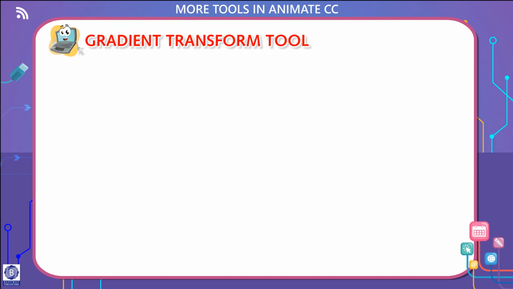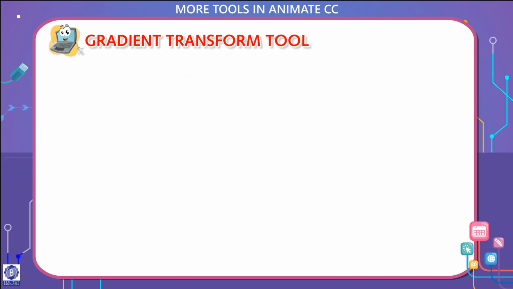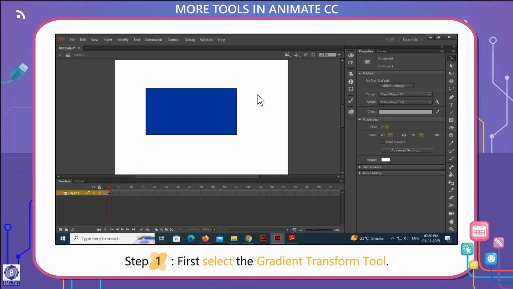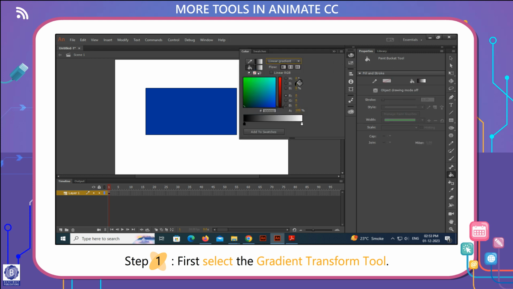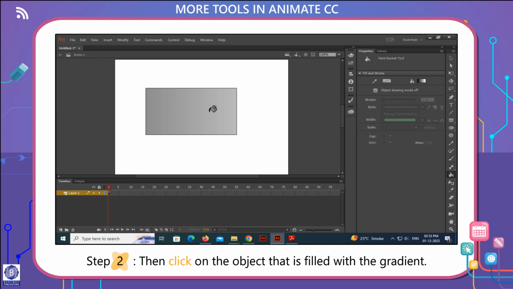Gradient Transform tool. After you have applied a gradient to an object, you can transform the gradient by adjusting its size, direction, or center. To modify the gradient fill of an object, follow the steps. Step 1. First, select the Gradient Transform tool. Step 2. Then click on the object that is filled with the gradient.